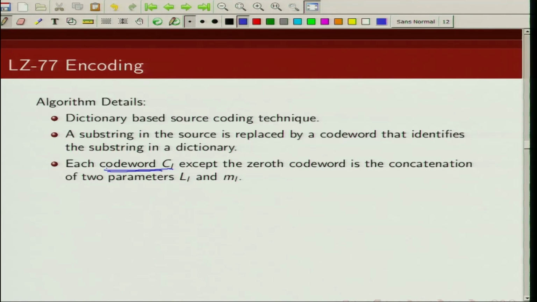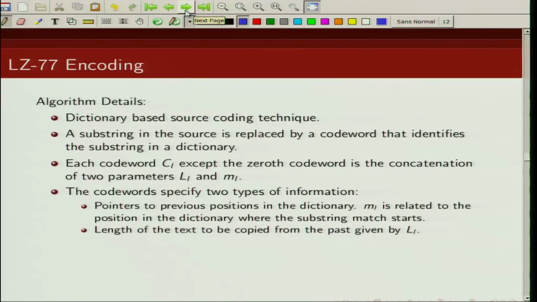Each code word except the initial code word, which I called the zeroth code word, is a concatenation of two parameters. One is the length of the match of the substring, which I denote by capital L, and the other is M_L, which denotes the location where the match has occurred. As I said, it's a dictionary based encoding. The string of bits are there in the dictionary. Whenever a new string comes in, we are searching for the largest string which is already there in the dictionary. So we are interested in finding the length of the string that is matched to a string already in the dictionary, and also the location in the dictionary where this match is occurring.